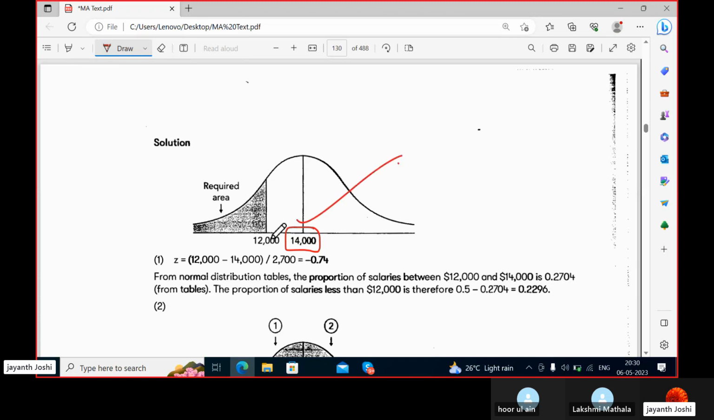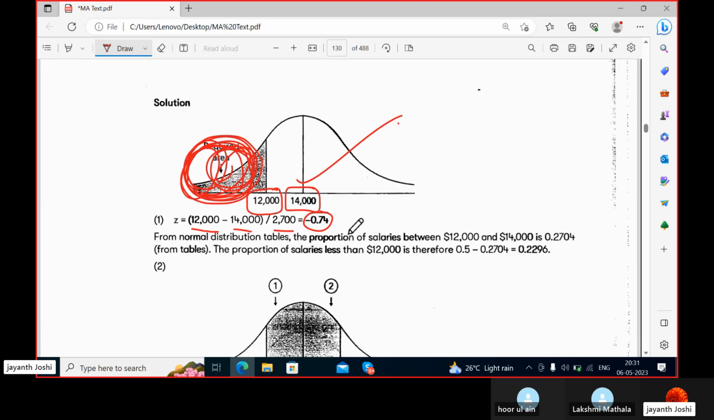This is the mean. And this 12,000 will always lie below the mean. So they are asking you to find this area, which is below 12,000. What you have to do is take the value under observation minus the mean, divided by the standard deviation, which gives 0.74. Then you go to the Z table and check the proportion. In the normal distribution table, the proportion of salary between this and this is 0.2704, for 0.74.